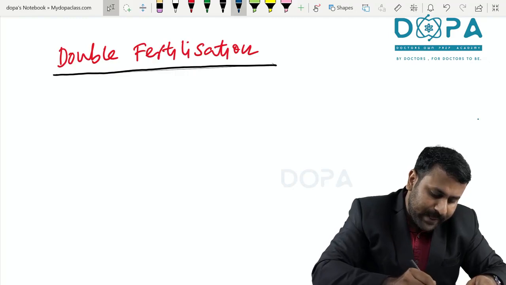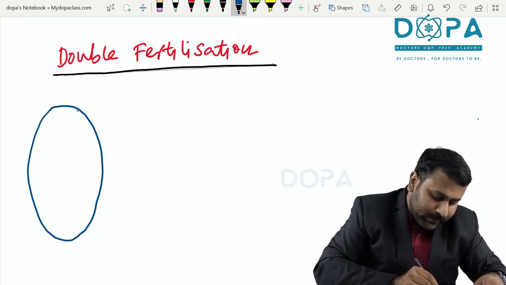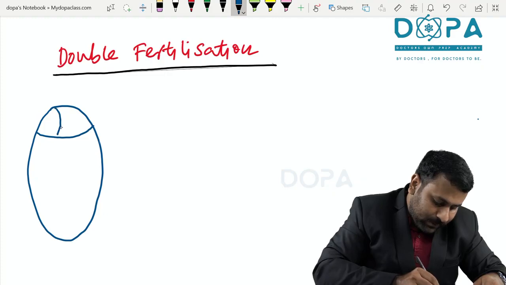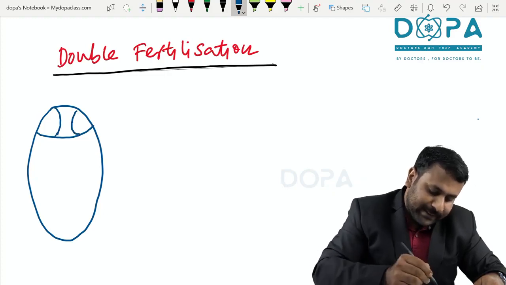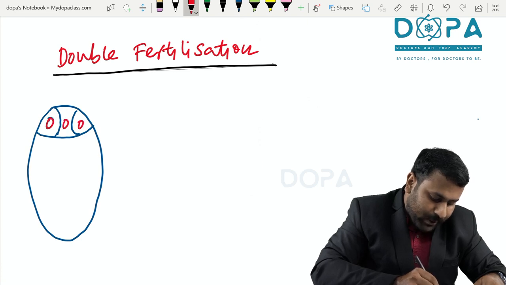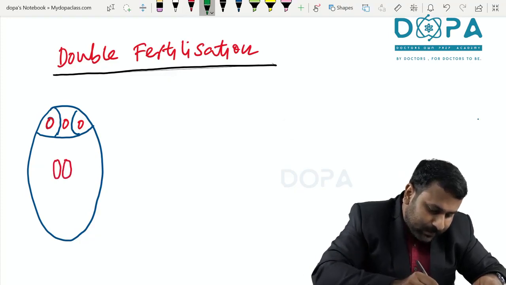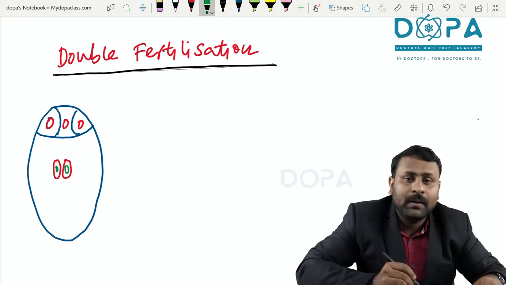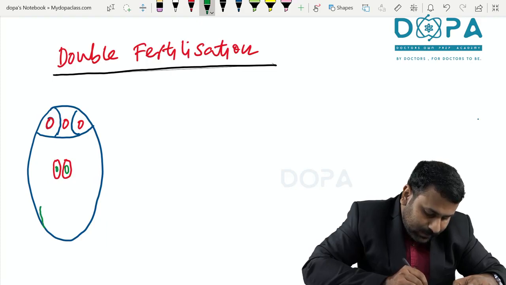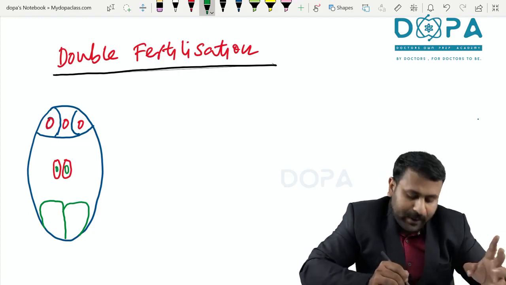We know the structure of embryo sac. This portion is called chalaza and this portion is called micropylar region. Within the chalaza, 3 antipodal cells are moved towards the chalaza. Then polar nuclei are located at the central portion. That cell is called the central cell. Then 1 egg cell and 2 synergids move towards micropylar region.